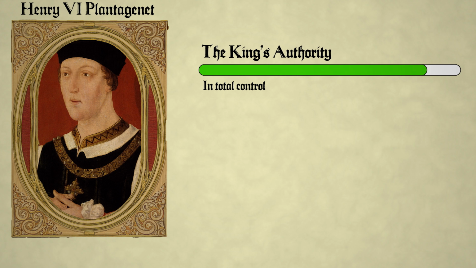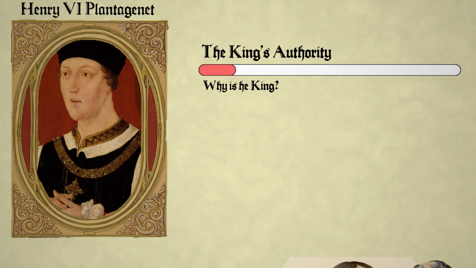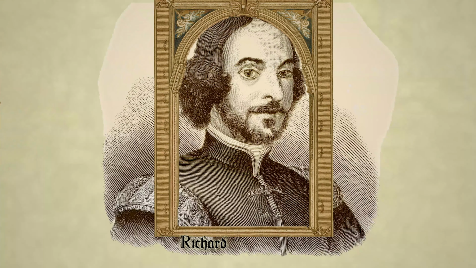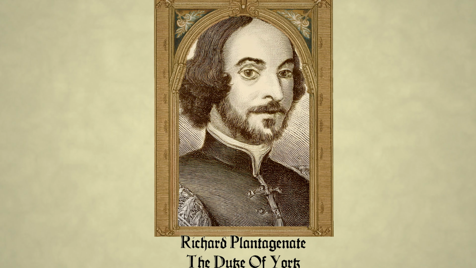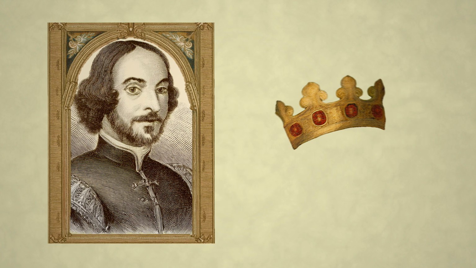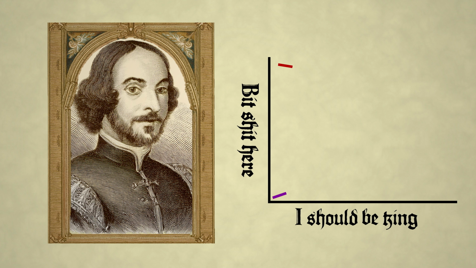With the king's authority in question, England's great nobles began to vie for influence, and none were more ambitious than Richard Plantagenet, the Duke of York. A direct descendant of Edward III, Richard harboured his own aspirations for the throne, and his discontent with the Lancastrian court only grew as England's fortunes declined.